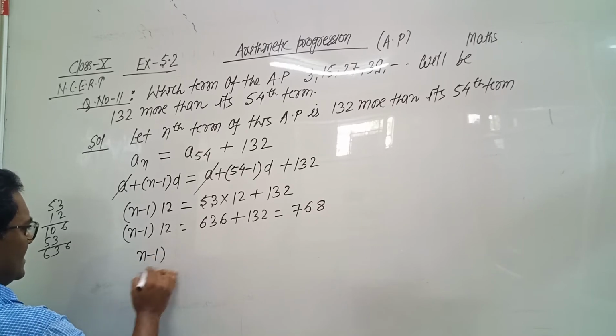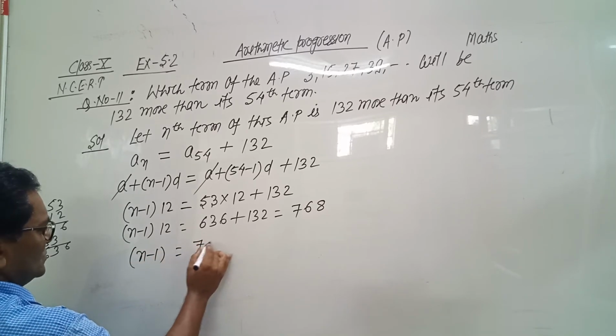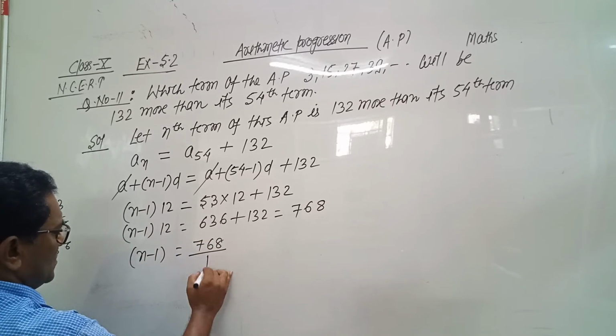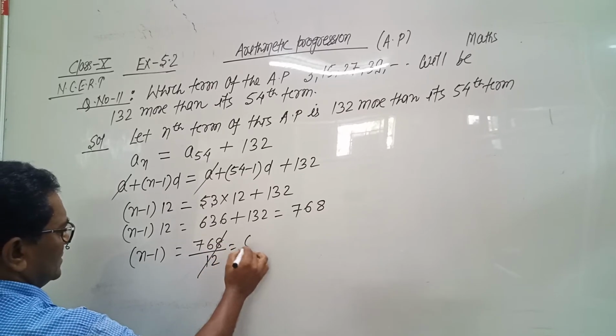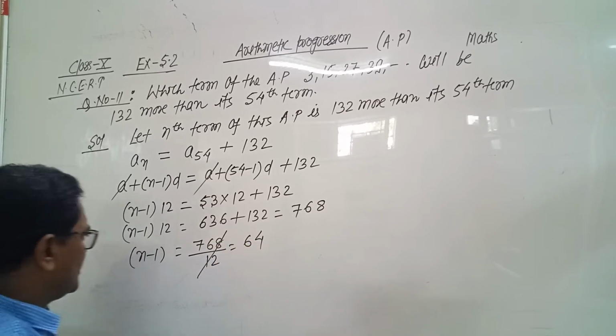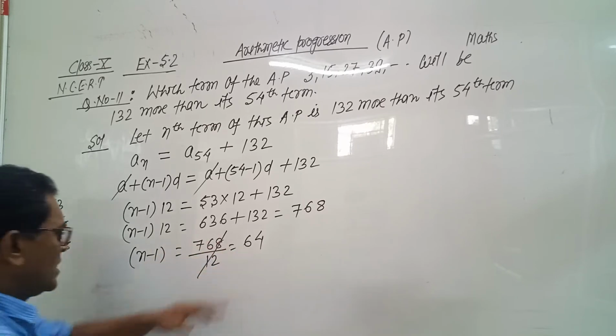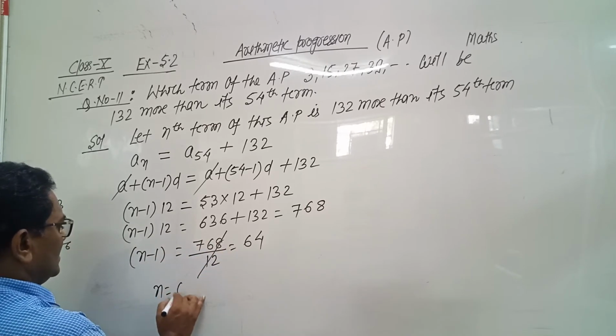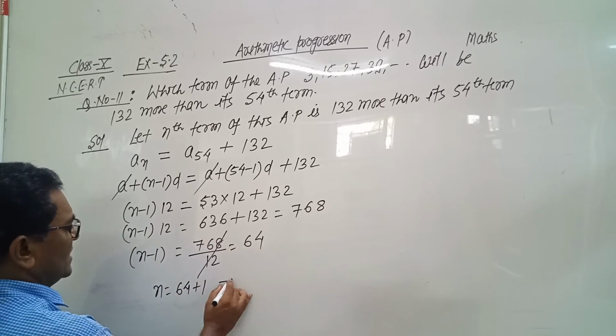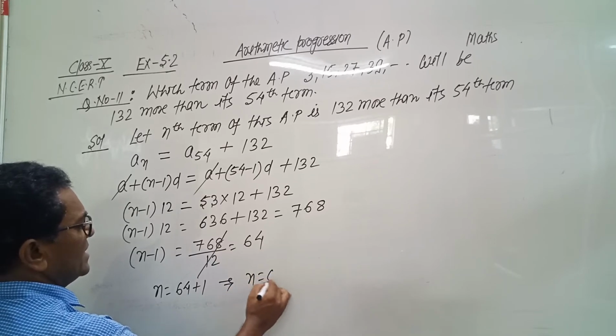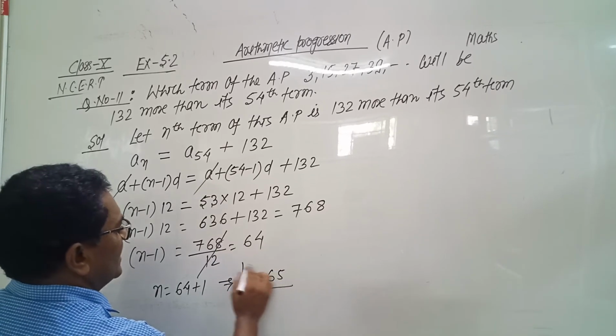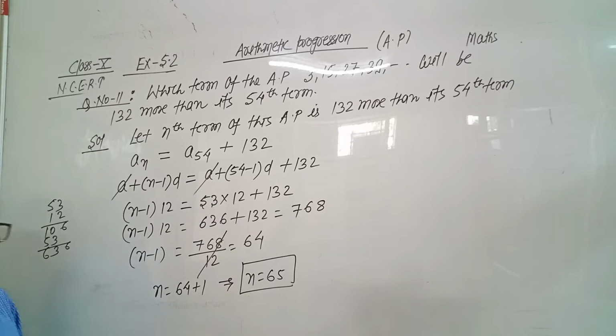So n minus 1 equals 768 upon 12, which is 64. Minus 1 will go on the right side. It becomes 64 plus 1, means n equals 65. So the 65th term of the AP is 132 more than its 54th term.